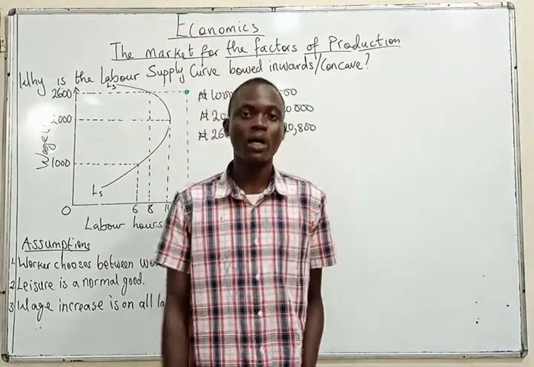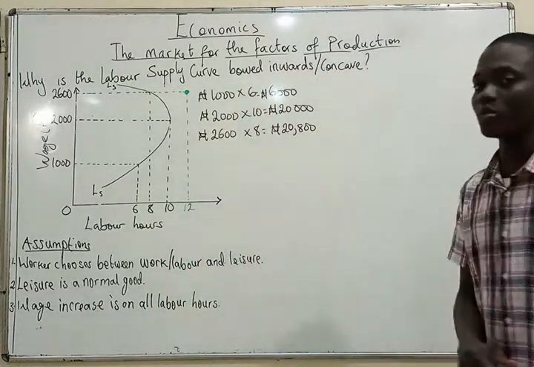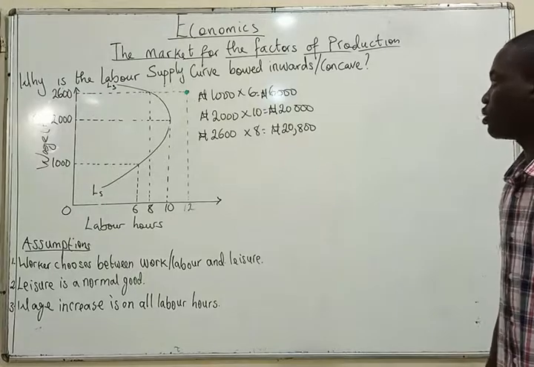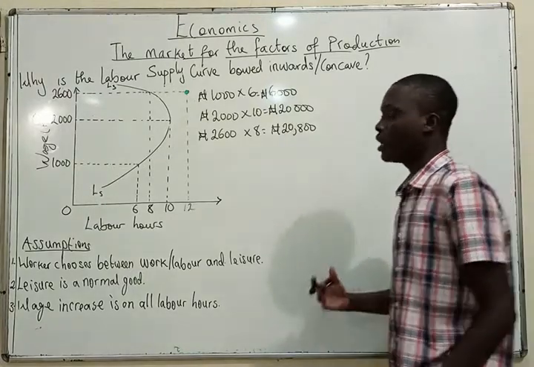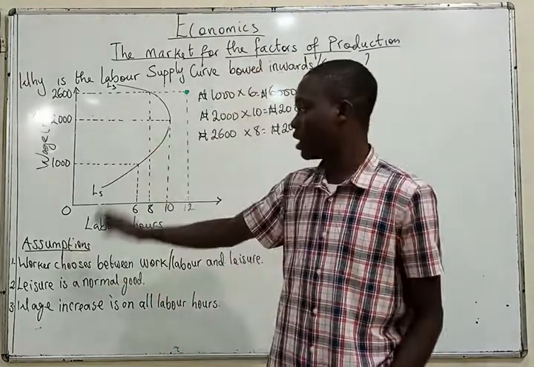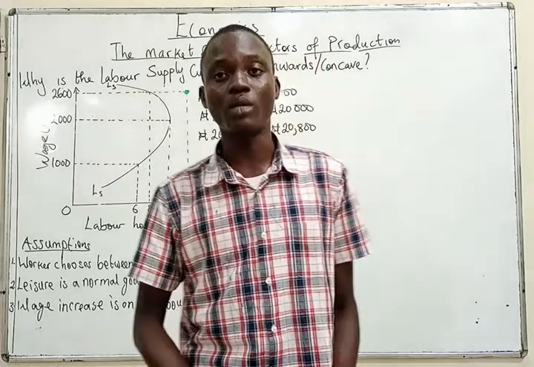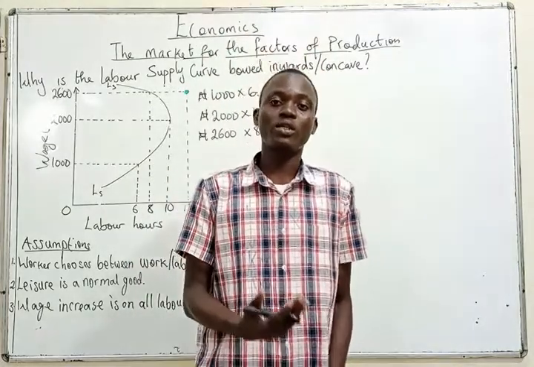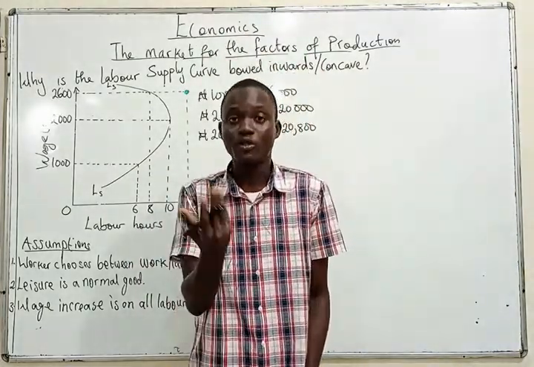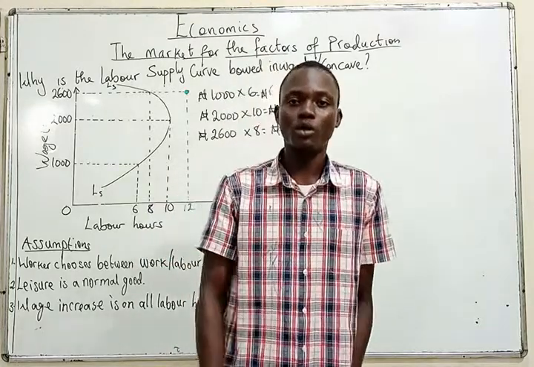Welcome to Emerging Economics. Today we shall be talking about the market for the factors of production, and what we really want to talk about here is why the labor supply curve is bowed inwards, or in other words, why it is concave. It is concave to the origin. A way to remember the concave shape quickly is to visualize a pregnant woman, the shape of the tummy. That is a concave shape.